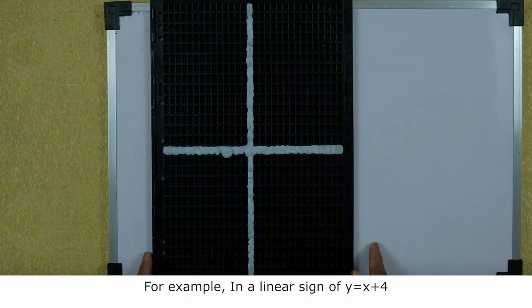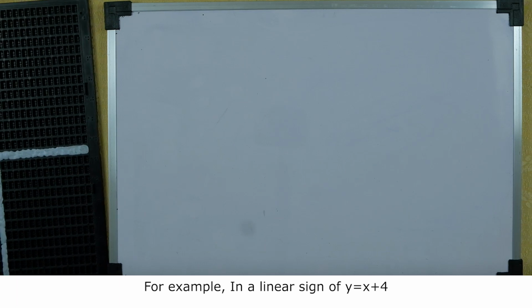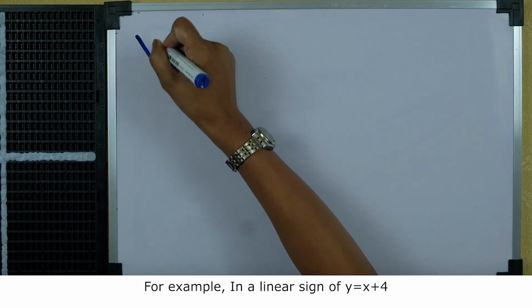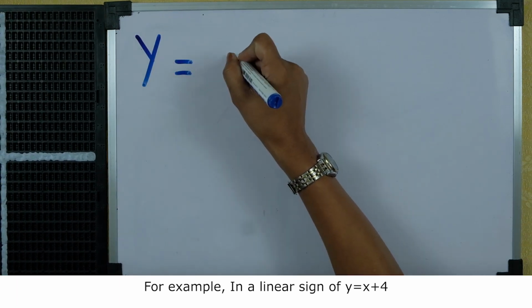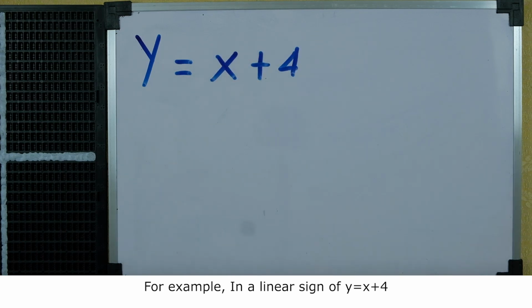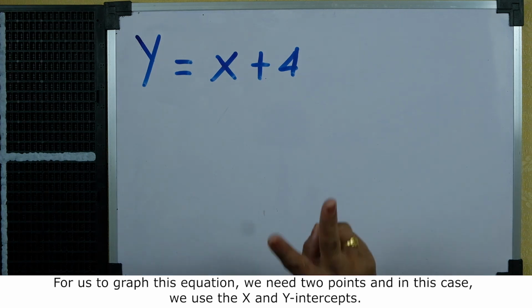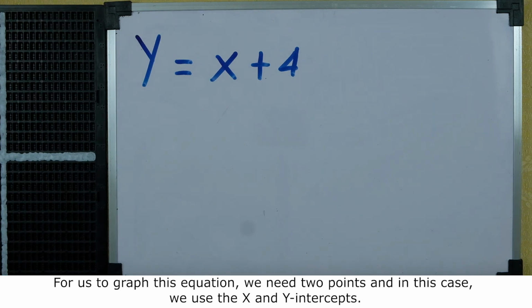For example, in a linear equation of y is equals to x plus 4. For us to graph this equation, we need 2 points. And in this case, we use the x and y intercepts.